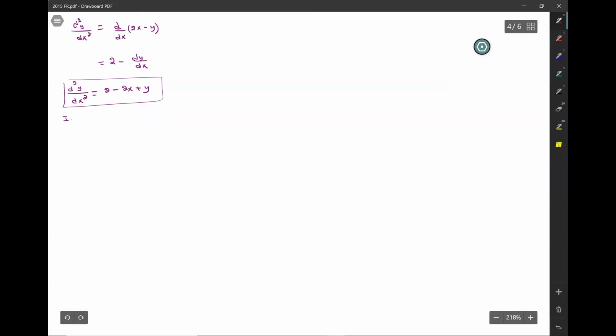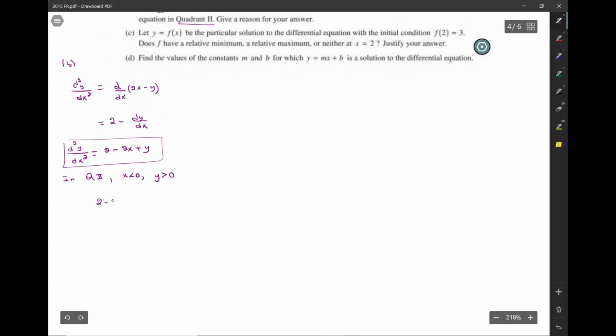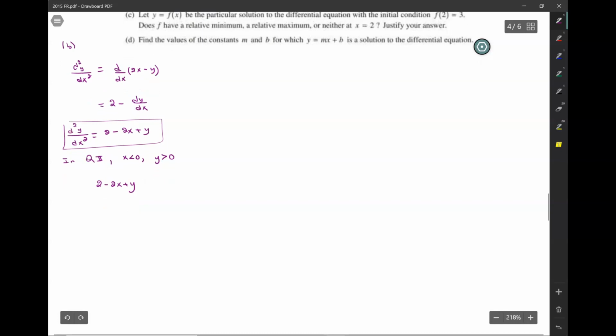So in quadrant 2, x is negative and y is positive, correct? So 2 minus 2x plus y. If x is negative, then it's 2 plus something. And y is also positive, so it's all plus. Therefore, all solution curves are concave up. Right. Okay, part C.